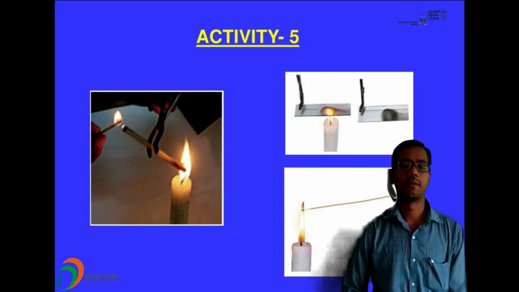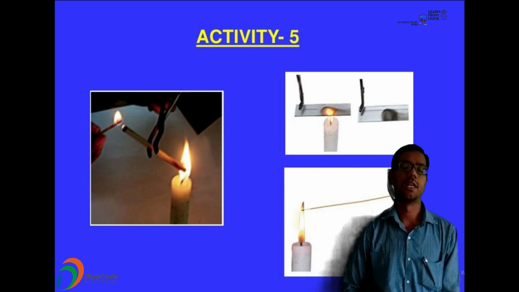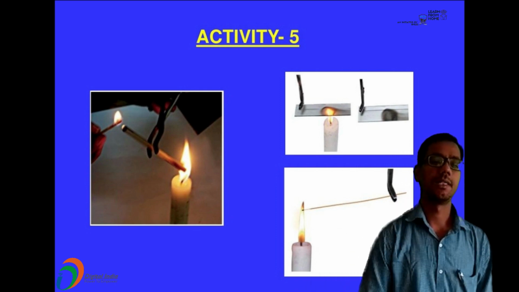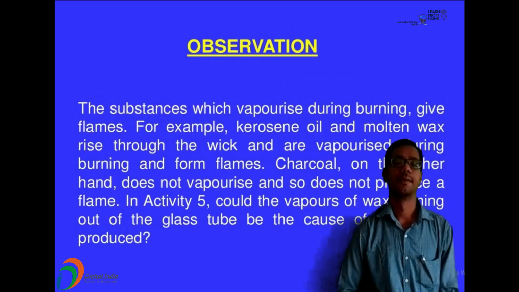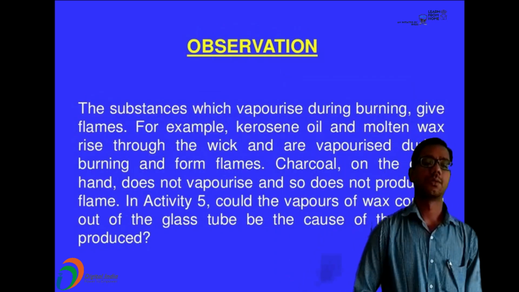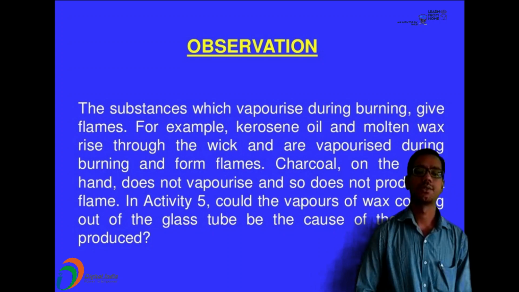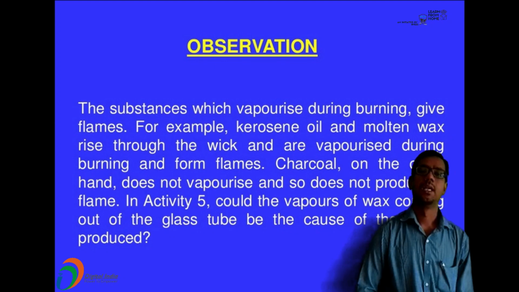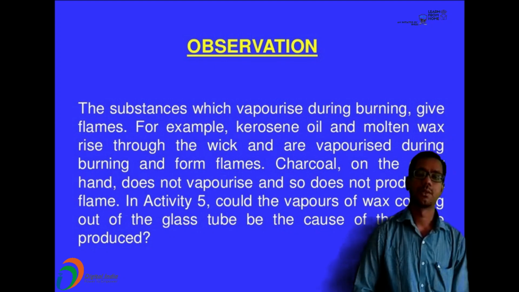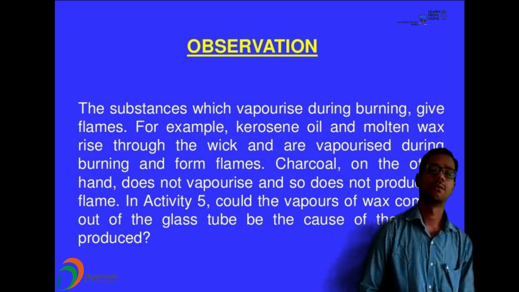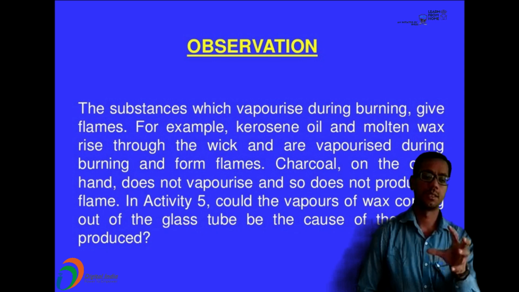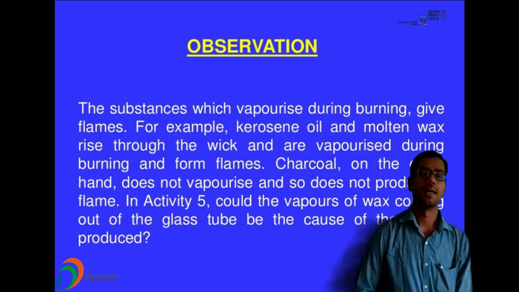At one end of the glass tube a black spot or black particle forms. So what is the name of that black particle? You can see from the observation that substances which vaporize during burning give flames. In this process also, wax burns with a flame because it forms vapors, and these vapors catch fire easily.